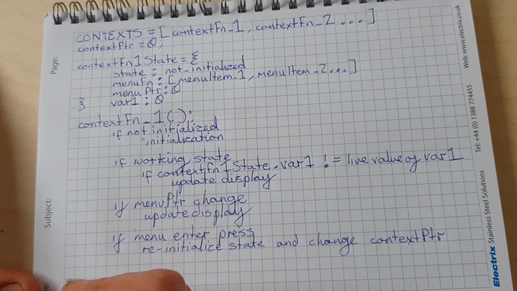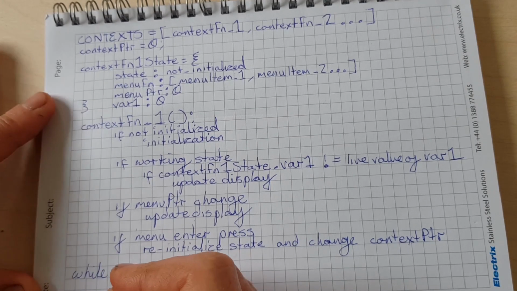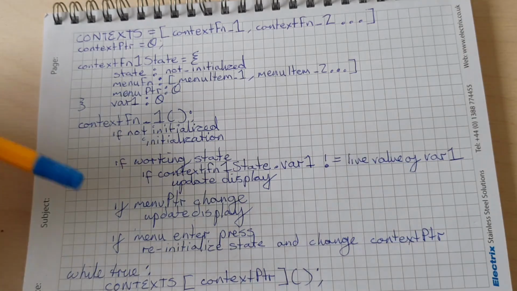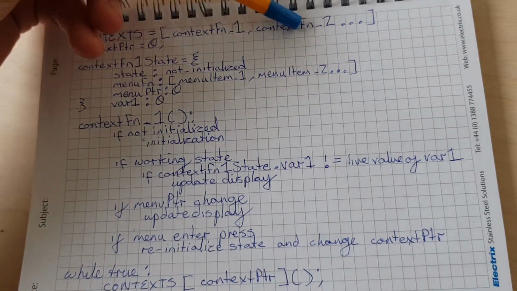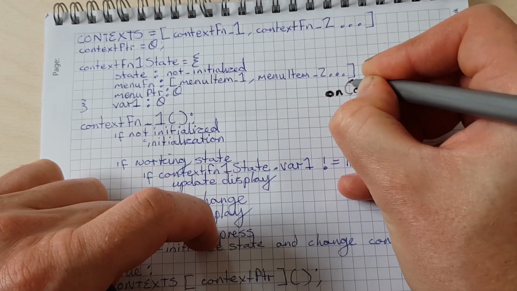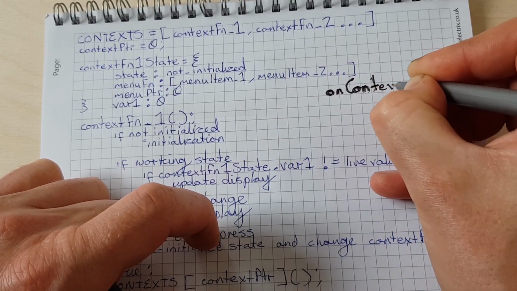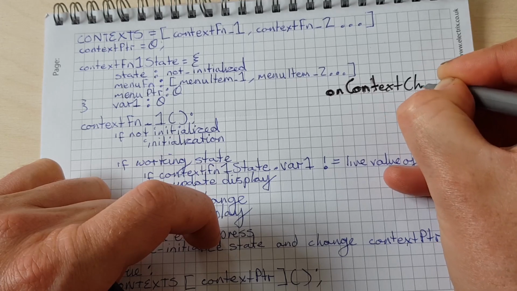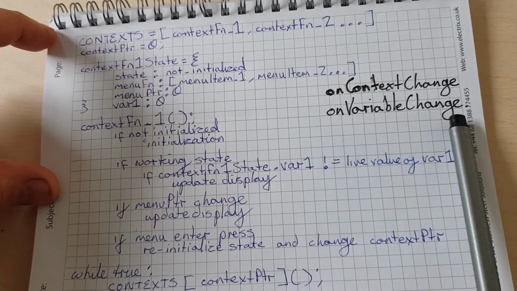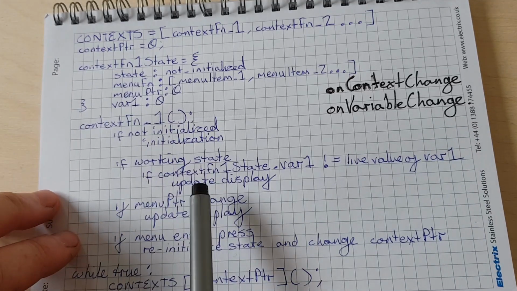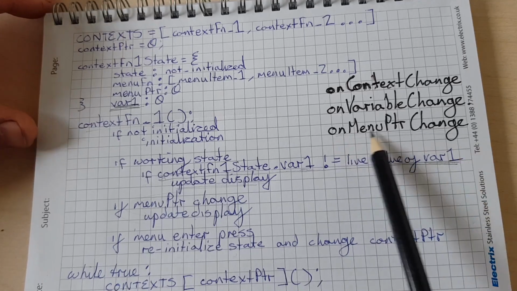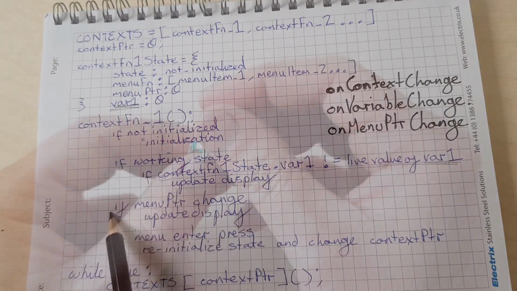And then in the main program, go while true. We're just going to call the function inside our context array. So on a higher level, we're merely looking for on context change, and we're also going to be constantly looking for variable changes which will be specific to any one context. And then also we've got on menu pointer change.